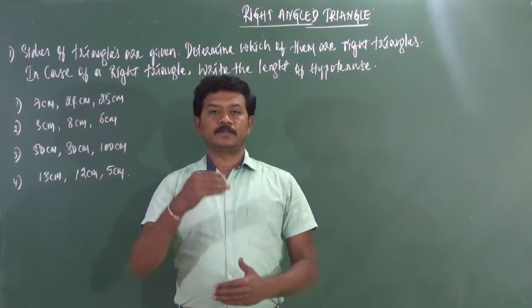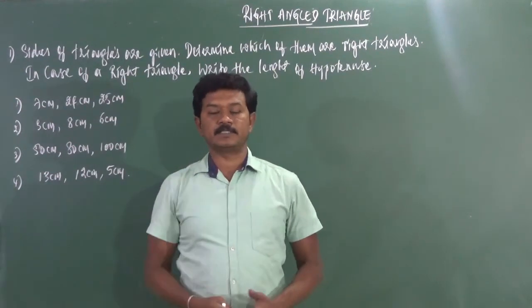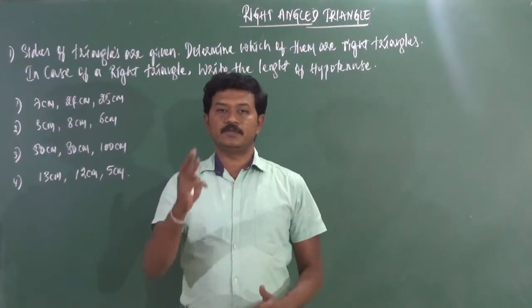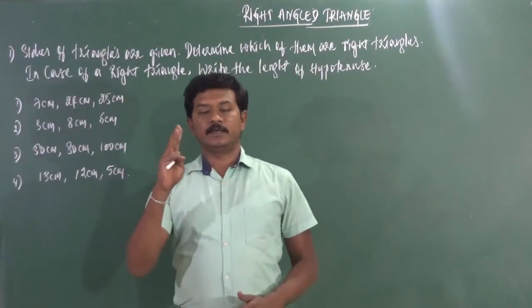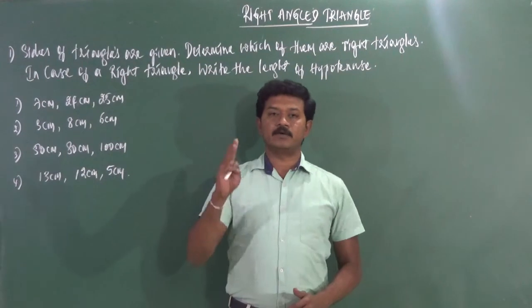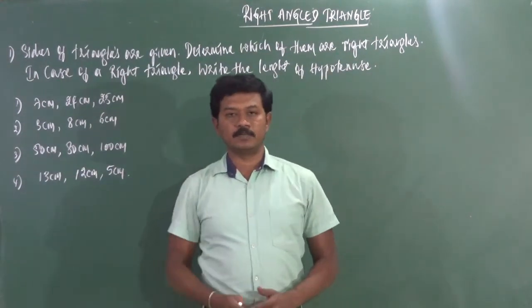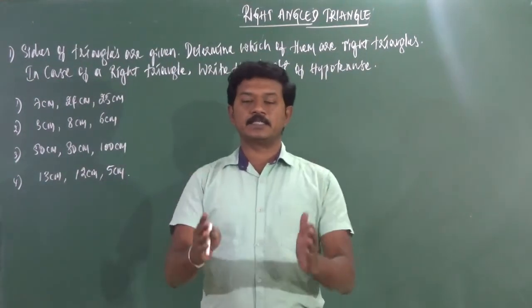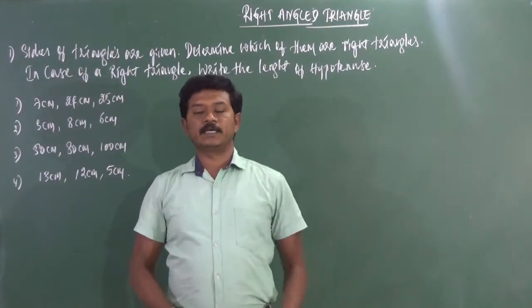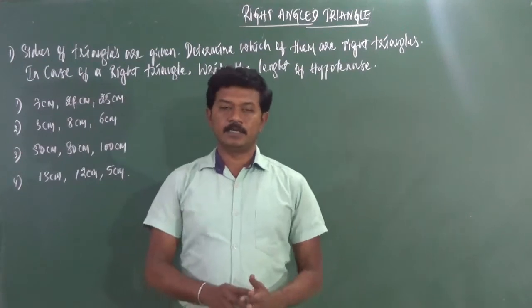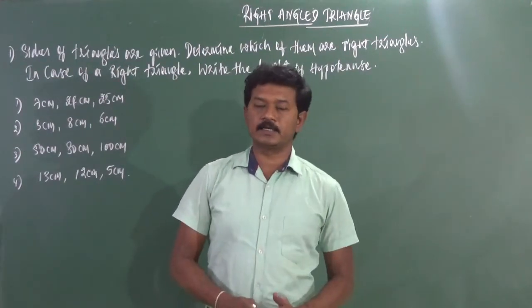So when we come to Pythagorean triplets, it's a combination of three natural numbers. Please remember the definition. A Pythagorean triplet is a combination of three natural numbers where they satisfy Pythagoras theorem when applied to a right angle triangle. So it's natural because Pythagoras theorem is connected to a right angle triangle.